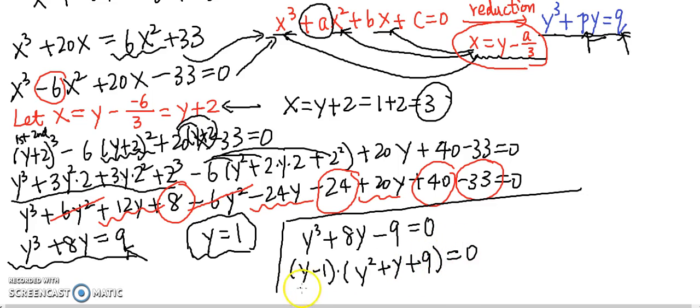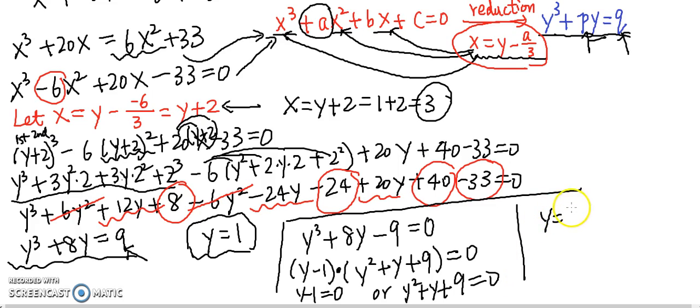So by using algebra, we know that we can get y minus 1 equals 0, or y squared plus y plus 9 equals 0, because if the product of 2 factors is 0, either the first factor is 0 or the second is 0. So from the first equation, we can get y equals 1 by adding 1 to both sides. That's how we get this solution right here.